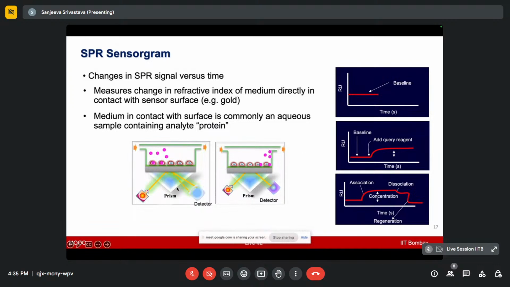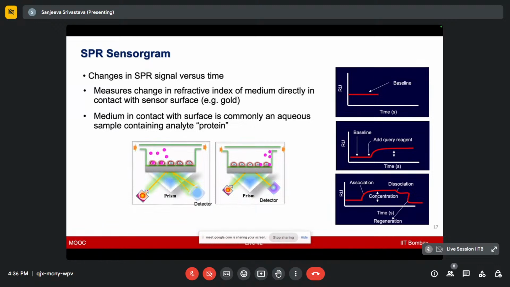Here we have a prism, a gold plate, and a light source. Let's say you have antibodies immobilized on the gold chip, and now you are flowing the protein. As soon as the protein and the antibody pair bind, you will see that some binding is being seen. That is known as the association rate. After some time, you will reach a saturation state, and you keep flowing, and then molecules start coming out of it. That's where you can see the dissociation state, or the K small d.